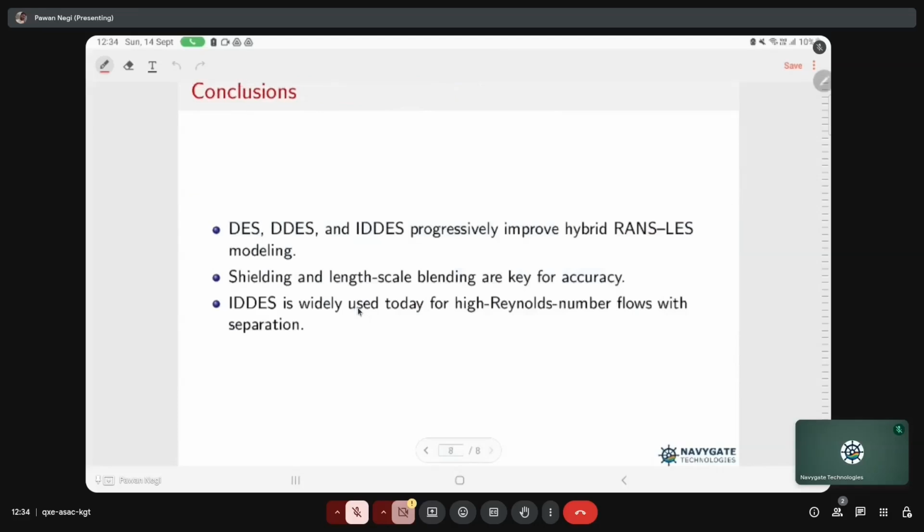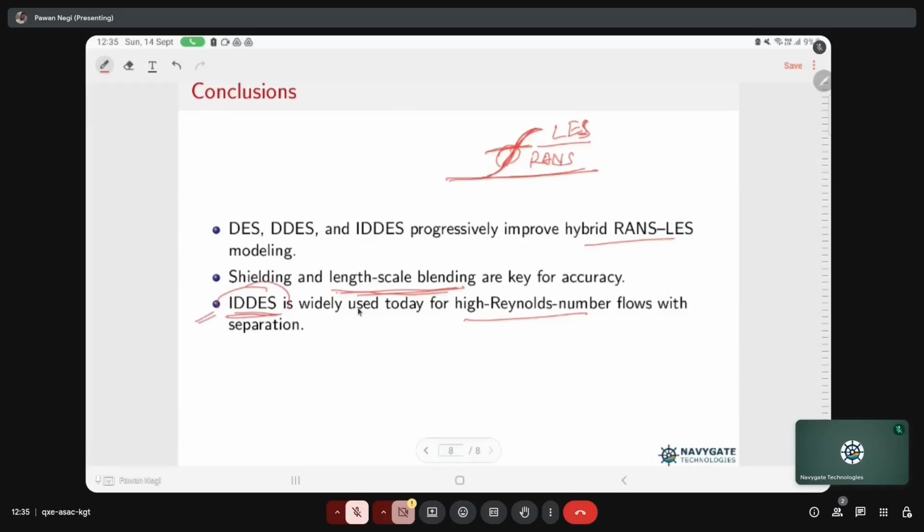In conclusion, DES, DDES and IDDES are hybrid RANS LES models, and they all provided accuracy close to the wall. In IDDES, length scale blending was used for accuracy close to the wall. There was a function which, if you multiply it with the model, gives a smooth change from the RANS behavior to LES, so switching off the numerical method. Right now for high Reynolds number, IDDES is widely used and it produces the most accurate result.